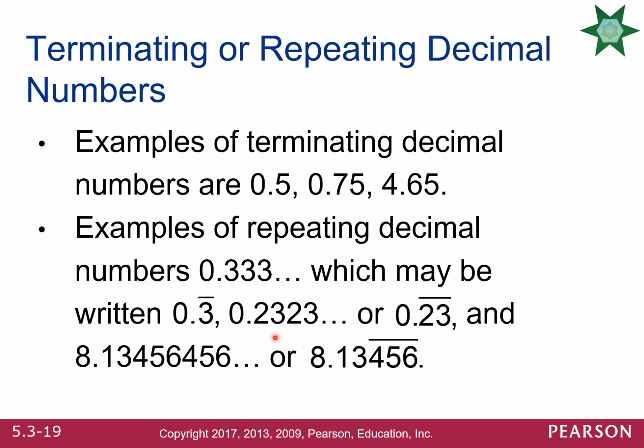So 0.232323, that's the pattern that will get repeated. So the bar should cover 2 as well as 3, should go over both these numbers. And 8.13456, 456, 456. So in this case, you have to put the bar over the repeating pattern. So 456, all 3 digits have to have the bar over them to suggest it's a repeating decimal number.